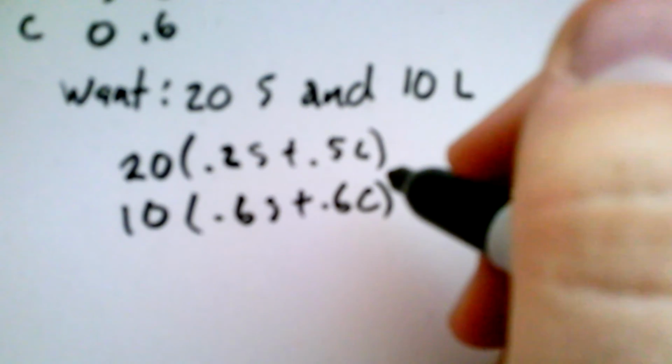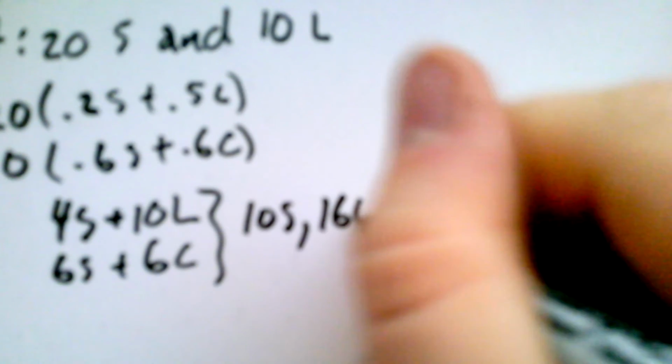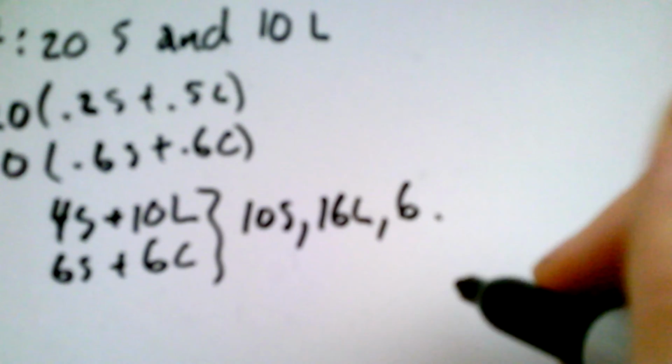So we multiply these through. We get 4 steel plus 10 lumber, and we get 6 steel plus 6 coal, which gives us a total of 10 steel, 16 lumber, and 6 coal is what we need.